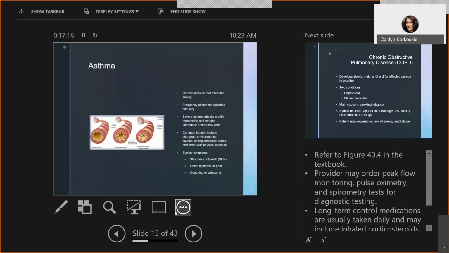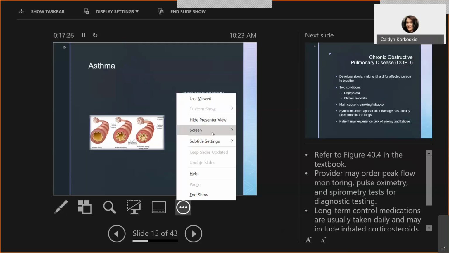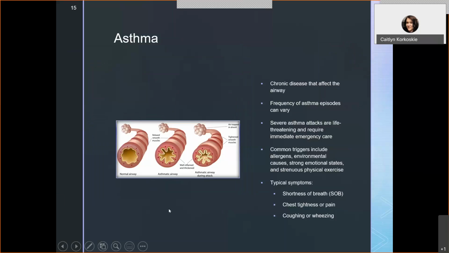So when someone has an asthma attack, basically what's happening is, in here, this is what it looks like to have a normal, let me get this a little bit bigger. So this is what it looks like to have a normal airway. It's pretty open, and air is easily flowing through.